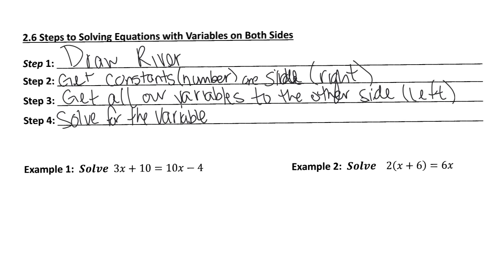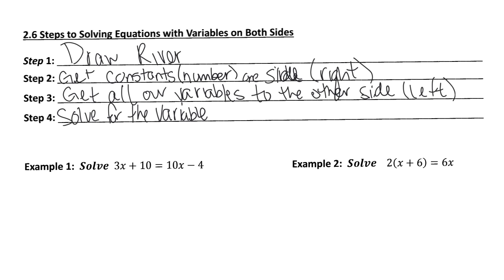Okay, but before we can get everything to one side, we still need to sometimes distribute or combine our like terms, okay? So those are still valuable resources to have. They're just not steps we write out each time, because those are steps that should be intuitive at this point.